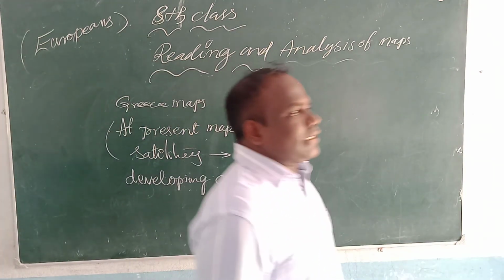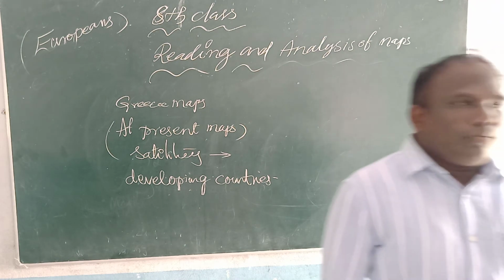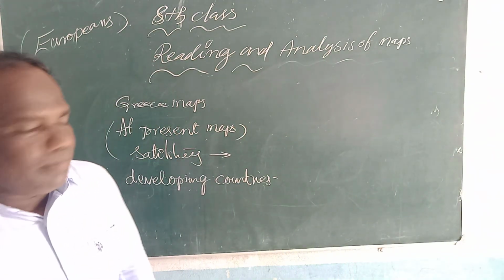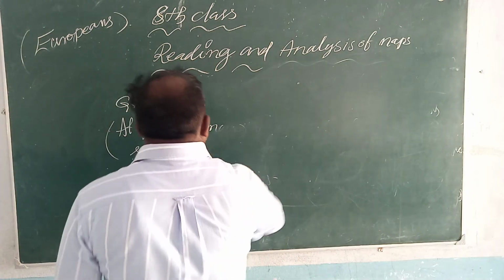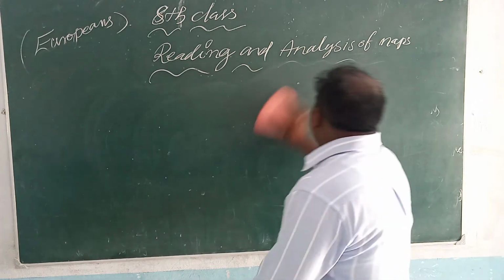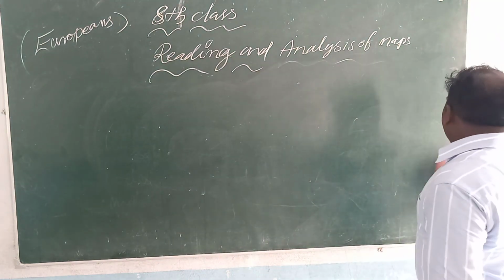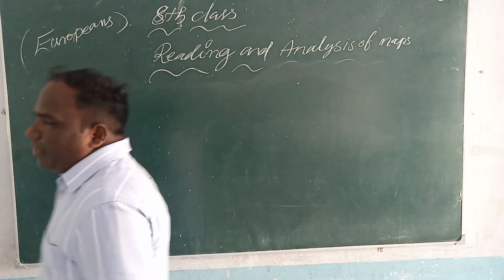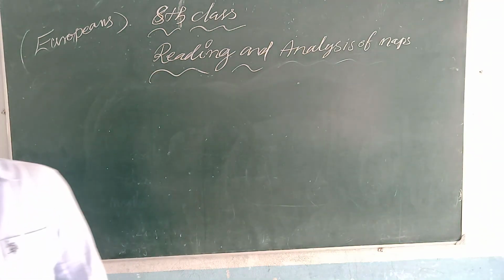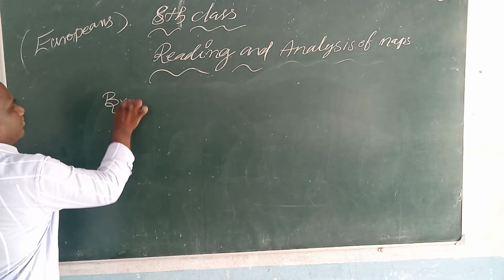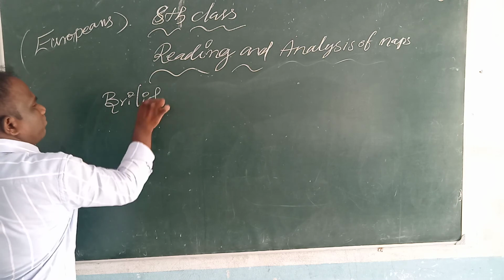Now we will discuss the British map and the Ptolemy map. Do you understand, children? Greek map and present-day map. Now we will discuss the British map.